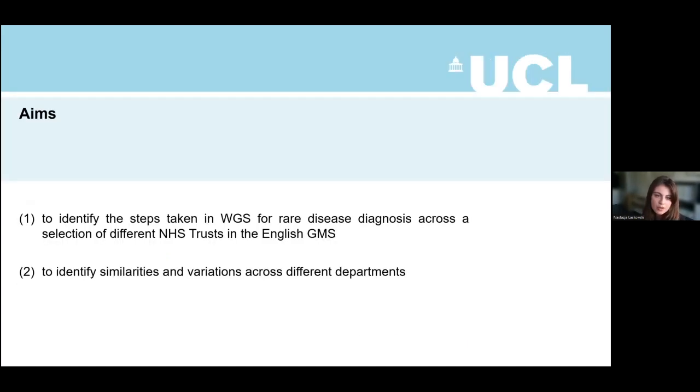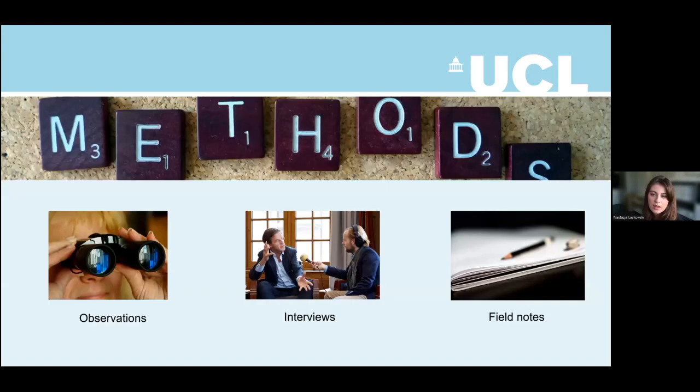So the aims of the project were to identify the steps taken in whole genome sequencing for rare disease diagnosis across a selection of different NHS trusts in the English Genomic Medicine Service, and to identify similarities and variations across different departments in those trusts. The methods we used were observations of whole genome sequencing related appointments, semi-structured interviews, and field notes. And the interview questions were targeted towards uncovering the steps taken, barriers and facilitators, as well as similarities and variations in implementing whole genome sequencing.